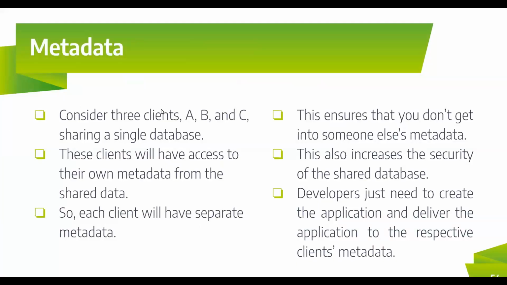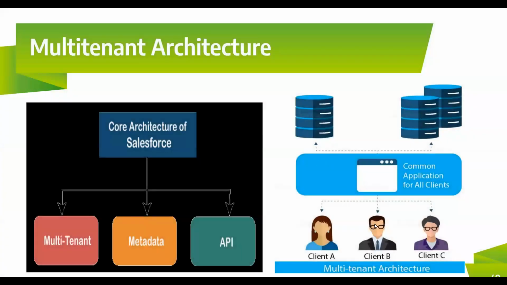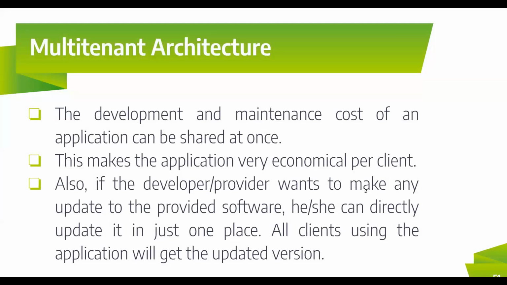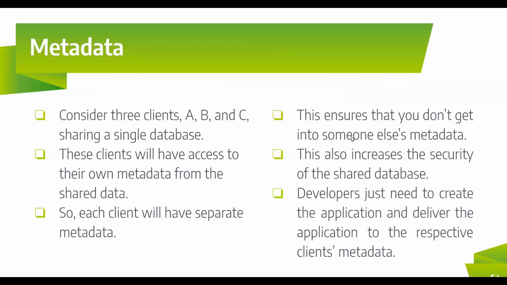Got it? Like I already showed you in a picture, we have three clients, A, B, and C, sharing a single database, right? The client will have access to their own metadata from the shared data. So each client will have a separate metadata. I told you all this, right? See here, client A has a separate metadata, client B has a separate metadata, client C has a separate metadata. Got it? This ensures that you don't get into someone else's metadata. You will not get messed up.